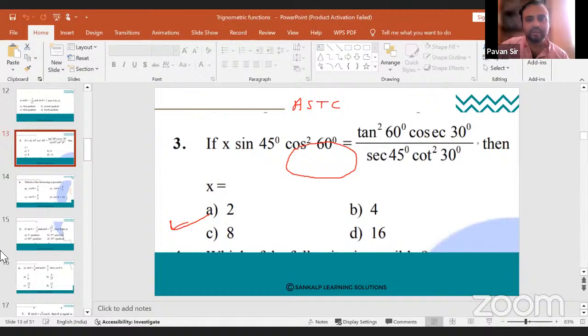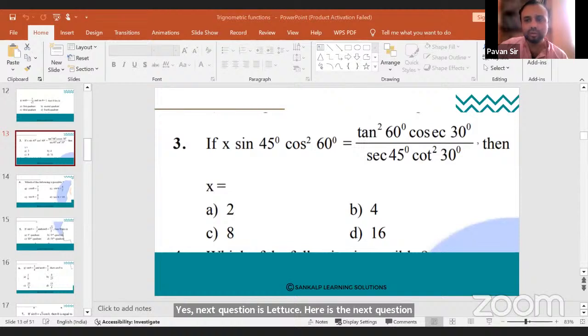Here is the next question. If x sine 45 cos square 60 is equal to tan square 60 cosec 30 sec 45 upon sec 45 into cot square 30, then what is the value of x?